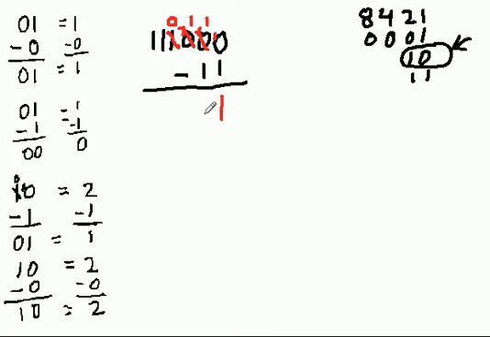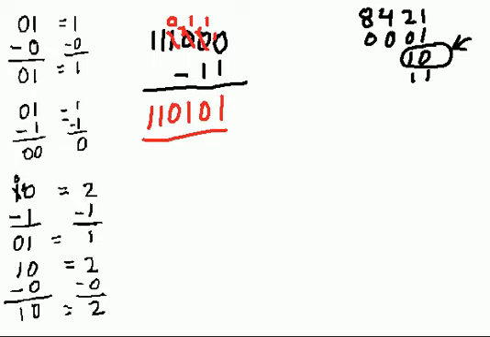1 take away 1 is 0. 1 take away 0. Whoops, how did I do that? I'm fired. 1 take away 0 is 1. I gotta work on my math there. And then I come over to this column, and a 0 comes down. And the 1 comes down. And the 1 comes down. Now we got our answer, which is 110101.